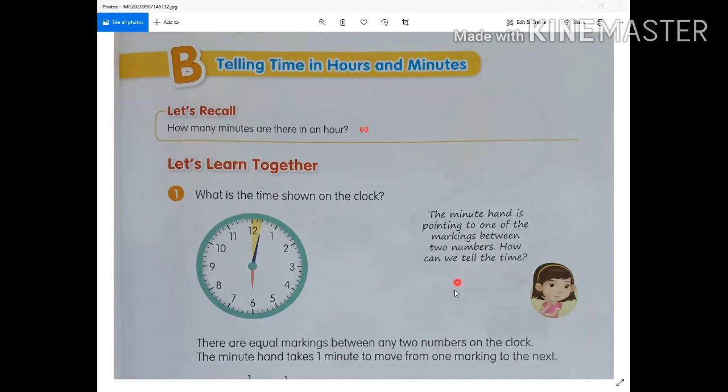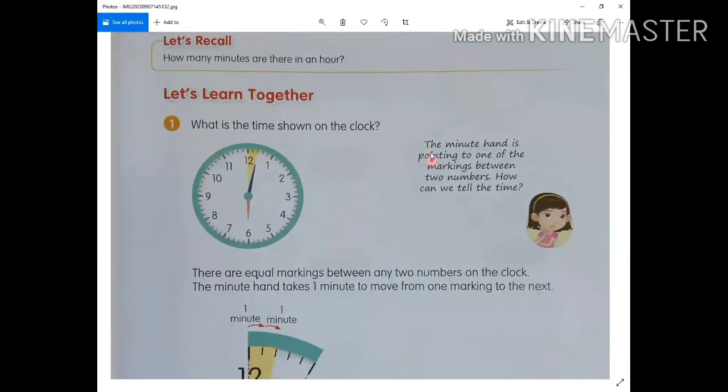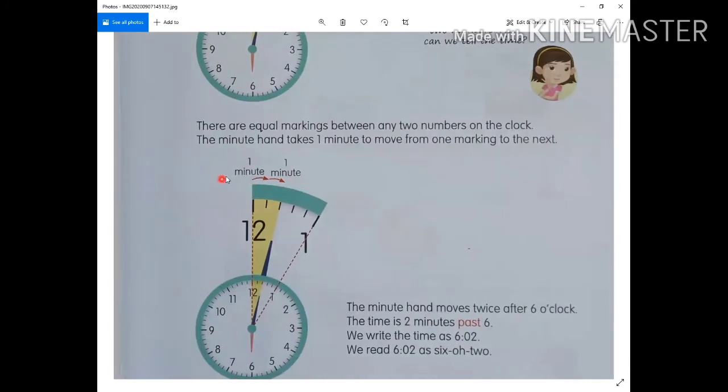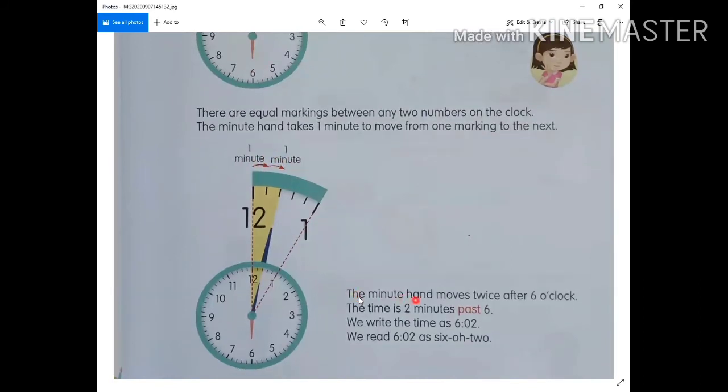Now you can see here, there are equal markings between any two numbers on the clock. The minute hand takes 1 minute to move from one marking to the next. Look at this. 1 minute and then 1 minute again. So we can say that the minute hand moves twice after 6 o'clock. So we can say that the time is 2 minutes past 6.